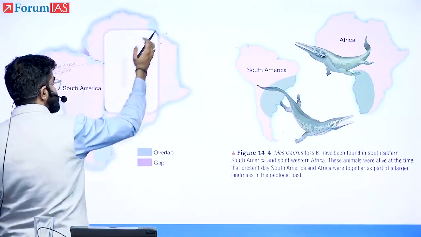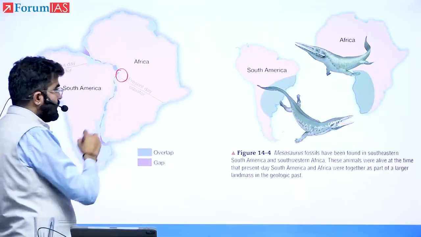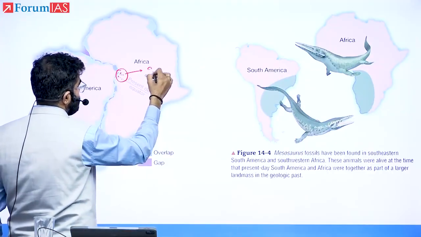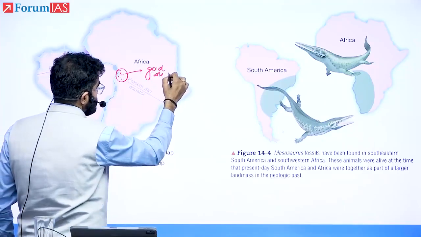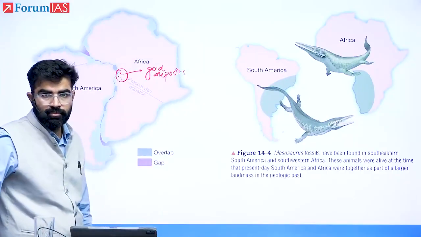The third evidence is, here we have one coast, the Ghana coast. And here we have the placer deposits of gold. This is gold deposits here. Now, this is placer deposits of gold. Anybody, what are the placer deposits of gold?